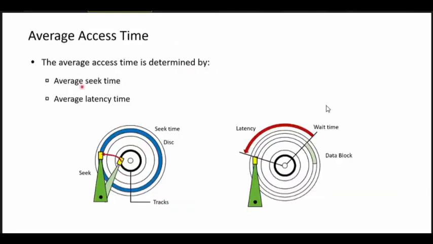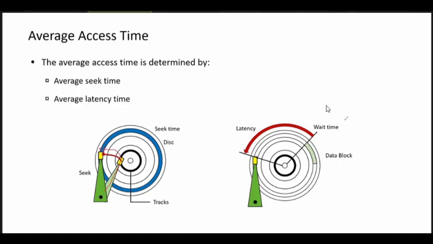Average access time. So average access time is determined by average seek time and average latency time. Seek time basically is how fast the read-write arm takes to seek the tracks and the sectors. That is called seek time. By default, the read-write arm will always be placed somewhere here. So this is called seek time, right? How long it takes for this head to move here.